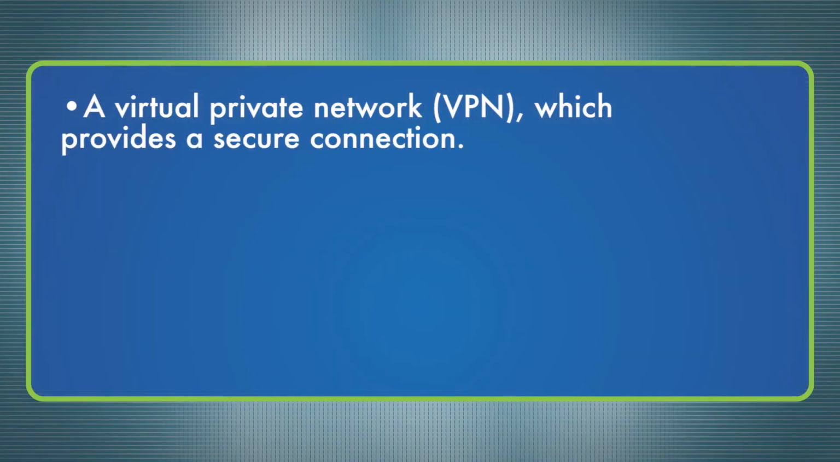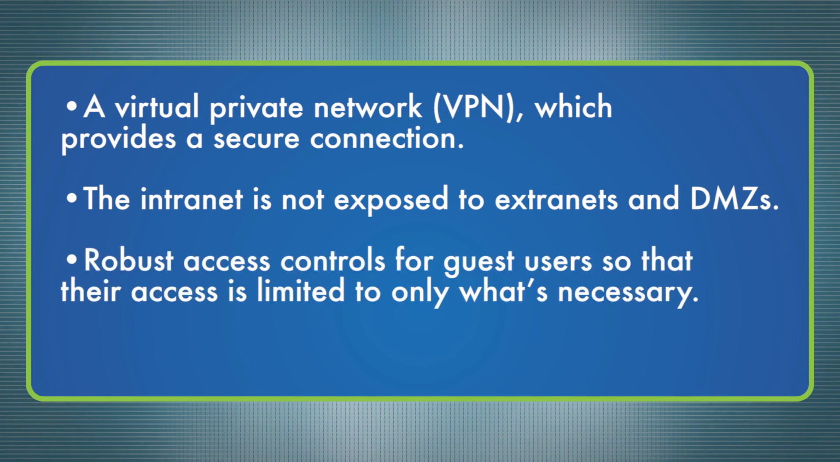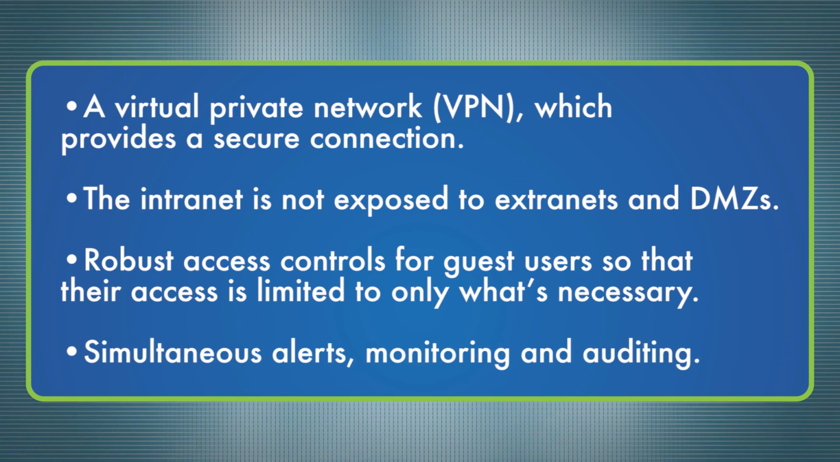Remember that you'll need to review all access control lists and ensure that the following variables are in order. A virtual private network, VPN, which provides a secure connection. The intranet is not exposed to extranets and DMZs. Robust access controls for guest users so that their access is limited. And simultaneous alerts, monitoring, and auditing.